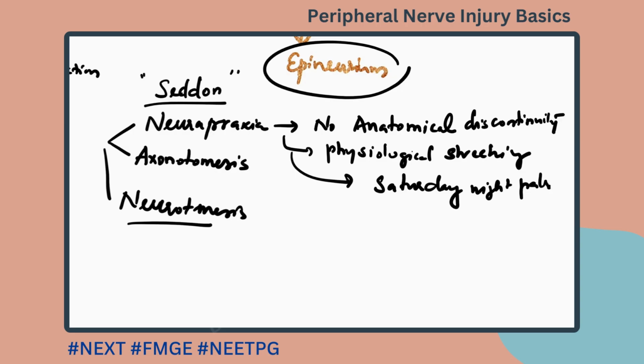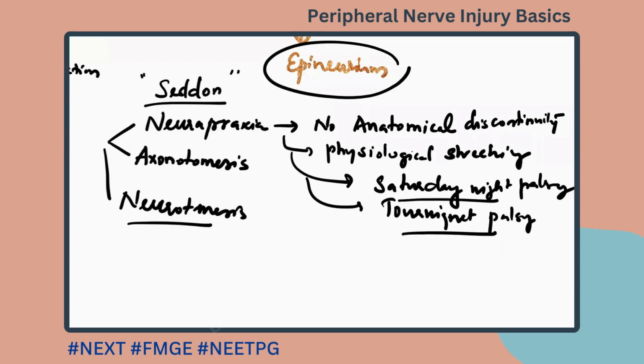Does anyone know what Saturday night palsy is? Yes, in Saturday night palsy, the radial nerve is injured, or in a condition like tourniquet palsy. After applying a tourniquet to the limb, there can be a nerve lesion. So this is called tourniquet palsy. In Saturday night palsy or tourniquet palsy, there won't be any anatomical disruption of the nerve, but there can be a physiological stretching of the nerve. Such a condition is called neuropraxia.